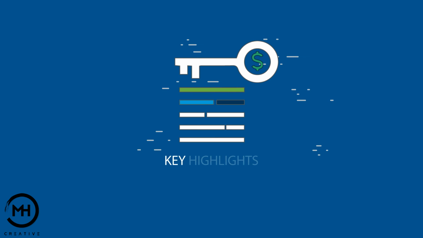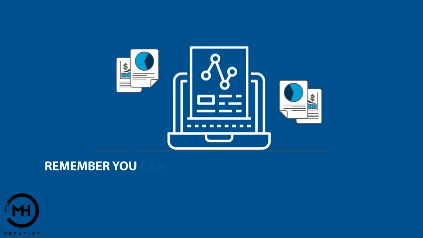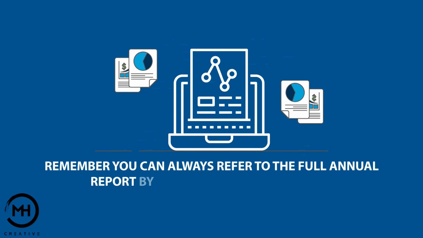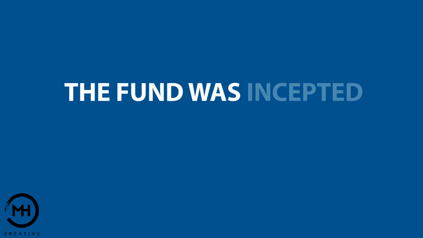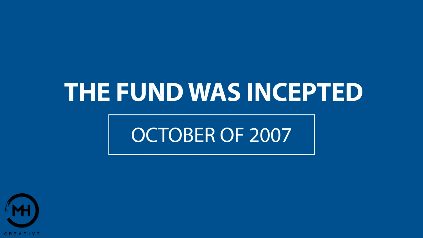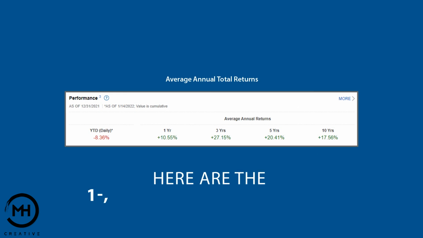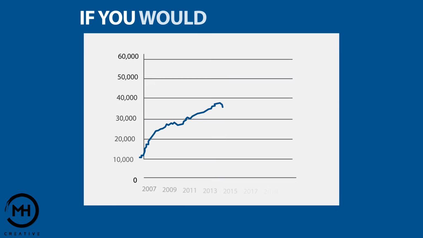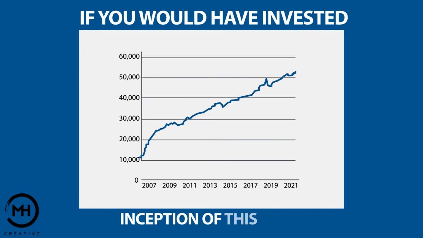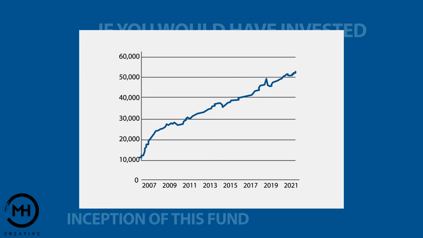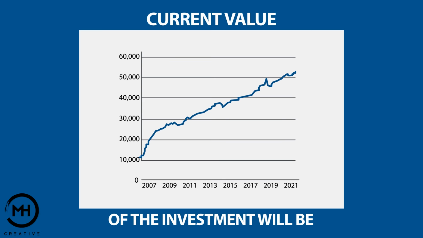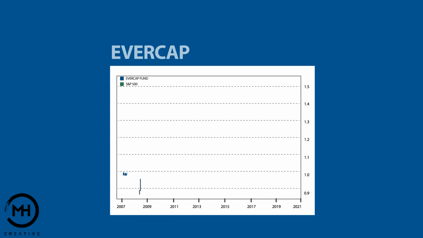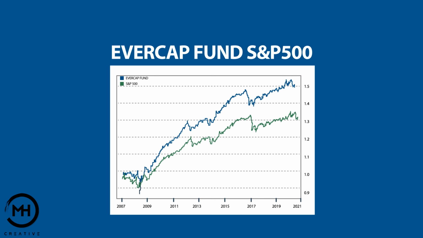Let's take a look at the key highlights of this fund. Remember, you can always refer to the full annual report by clicking on the link below. The fund was incepted in October of 2007. Here are the 1, 5, and 10 years returns. If you had invested $10,000 at the inception of this fund, your current value of the investment would be $52,794. This is how the fund compares against its benchmark.